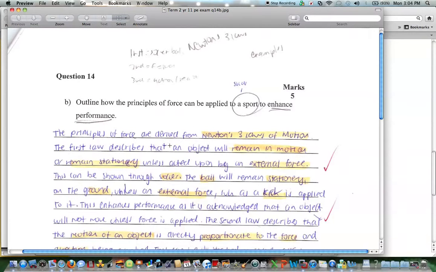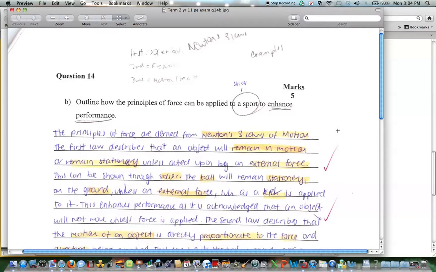In order for students to go well in this question, for 5 marks, I couldn't ask them to talk about all of the area of the dot point, but what I did look at was whether they've mentioned at least 2 of the areas: applying a force or absorbing a force, plus one of Newton's laws. At least 2 different areas. Then they would be able to maybe achieve 4 marks, provided they've looked at how it also enhances performance.